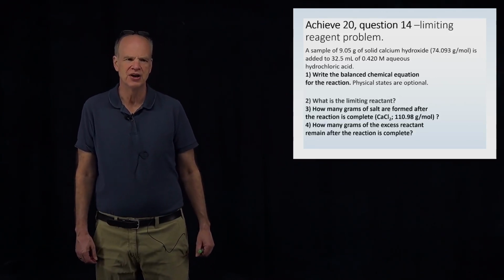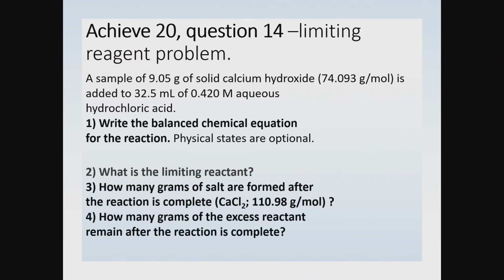If I can increase the slide, it says a sample of 9.05 grams of solid calcium hydroxide, and you're given a molar mass, is added to 32.5 milliliters of a 0.420 molar aqueous hydrochloric acid solution. And it says, write the balanced chemical equation for the reaction. And then there's some other things that we have to figure out.